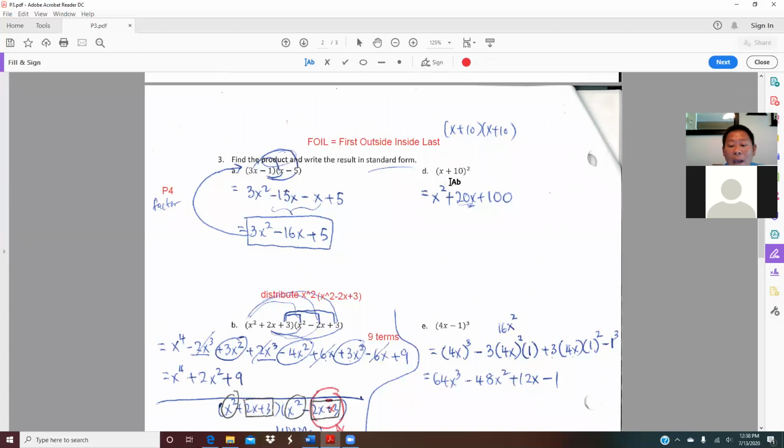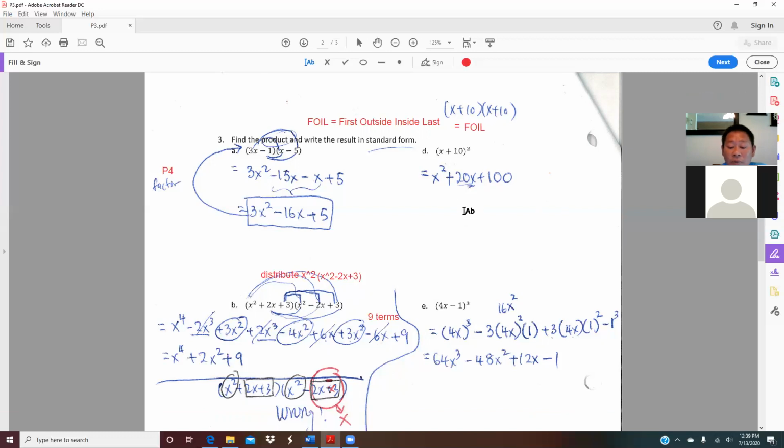Question C, you can do it 2 ways. You can use FOILing. When you FOIL, you just do x plus 10 times x plus 10. So you can FOIL this if you want to. When you FOIL this, you will get x squared plus 20x plus 100. If you do not want to FOIL it out, you can use a formula. You take the x, you square it, you take the 10, you square it, 100, and then you multiply the ones inside. So 2 times 10 times x, you get 20x. So it's either you FOIL it out or you just use a formula.